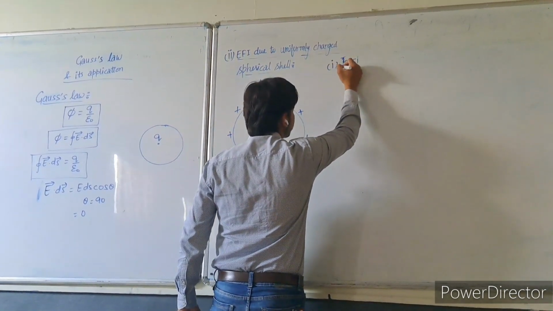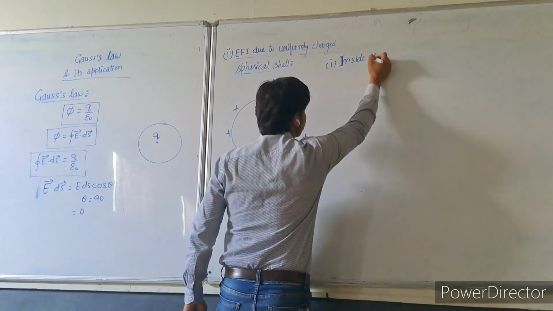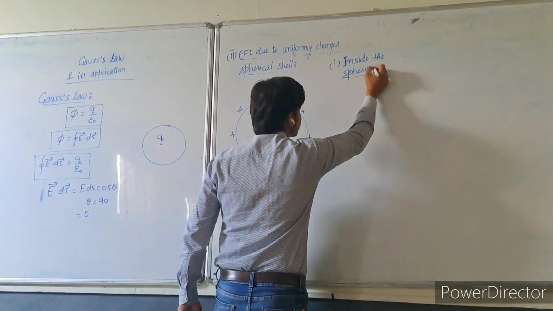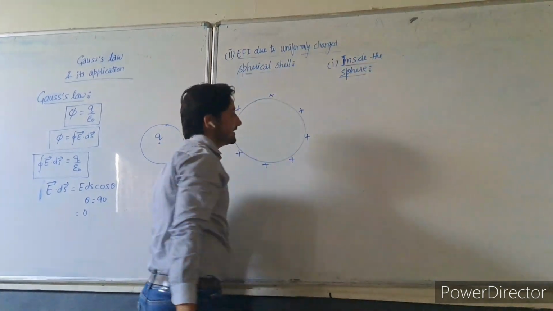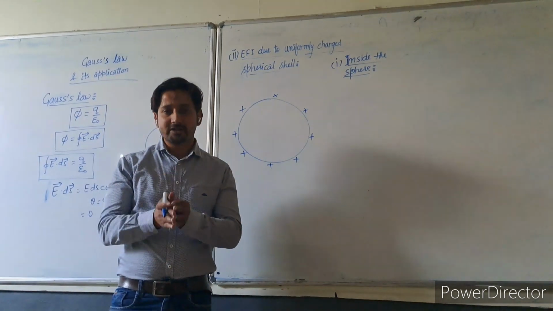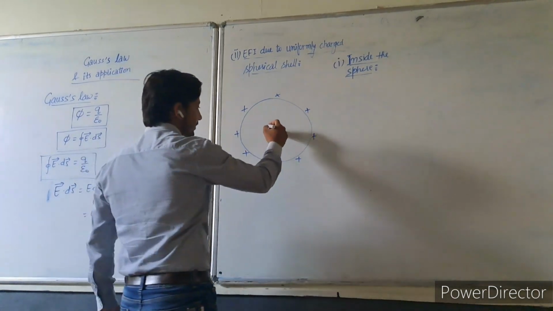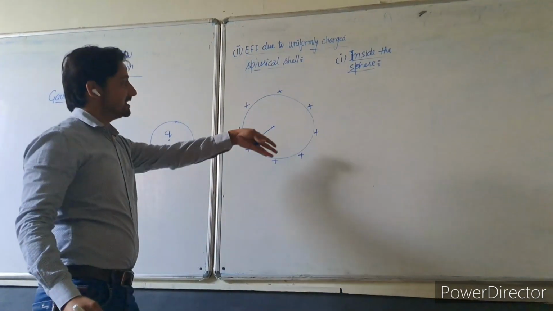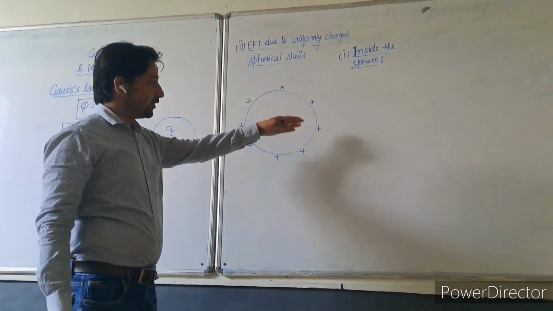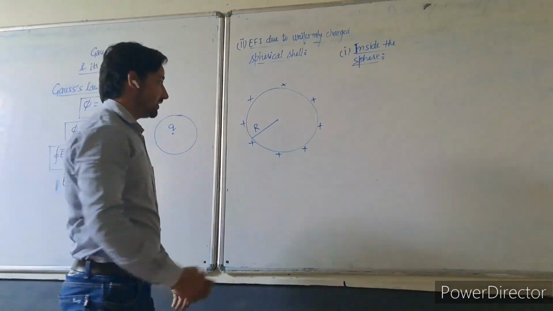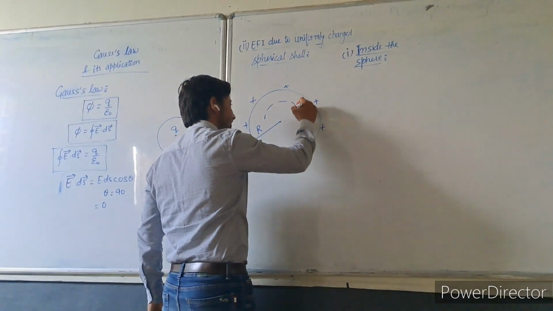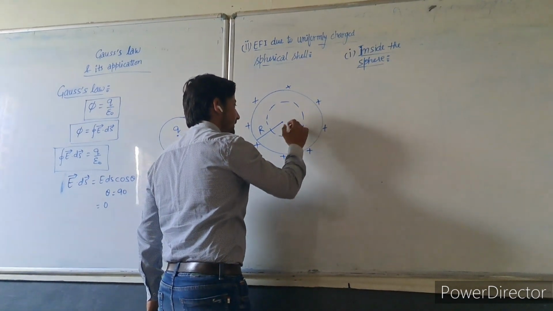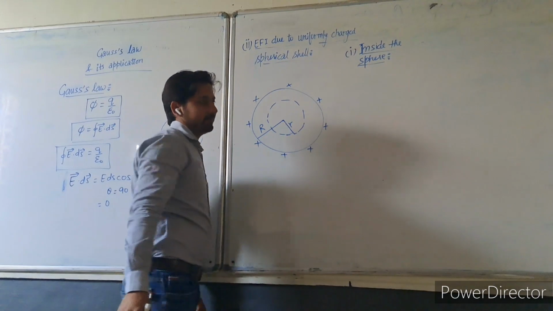Inside the sphere. So to calculate electric field intensity inside this sphere, we will draw a Gaussian surface inside this. Okay, let capital R be the radius of this spherical shell and charge is uniformly distributed over its surface. And this is my Gaussian surface and its radius is smaller.